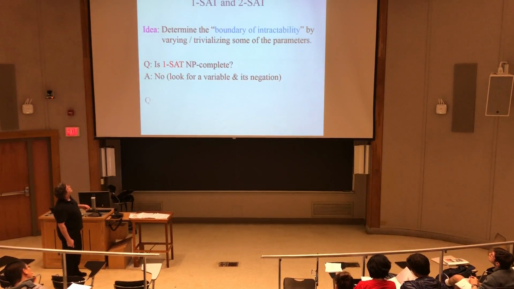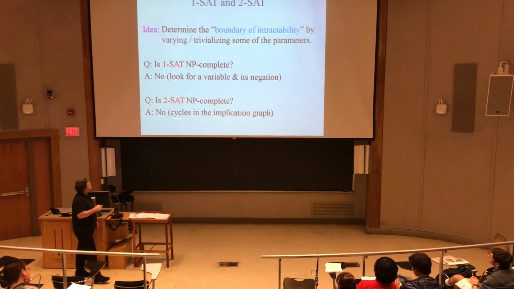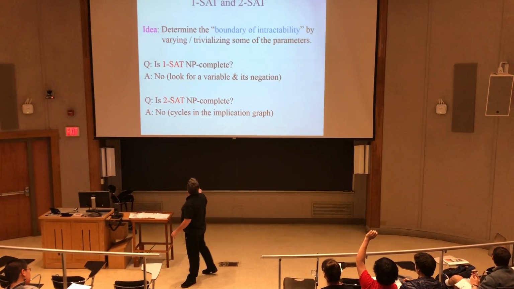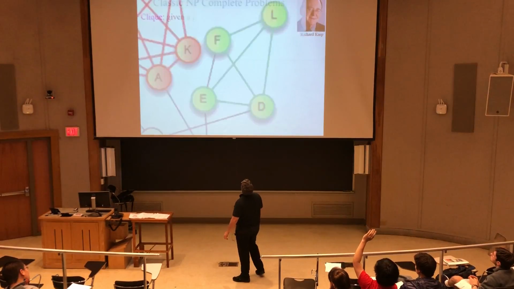Okay, this is what we said earlier about 1-SAT and 2-SAT. So is 1-SAT NP complete? Well, you can look at the variables and their negation, so quickly you can tell. Is 2-SAT NP complete? It turns out you can solve that in polynomial time. For extra credit, do it. Here's a hint: look for some implication graph and look for cycles in it.